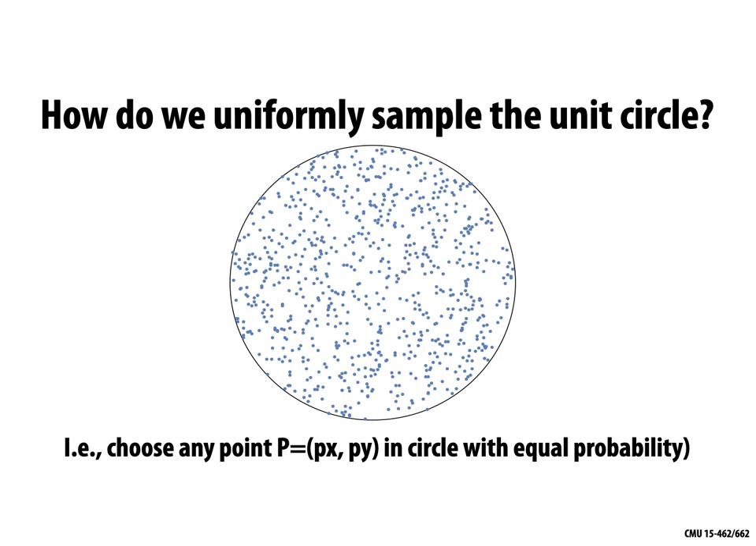So here's a completely different technique that's conceptually very simple. And we'll start with a very simple example, which is how do we uniformly sample the unit disk? Right, so I just want to draw points, px, py, inside the disk with equal probability. No region of the disk is favored more than any other. How can we do this?